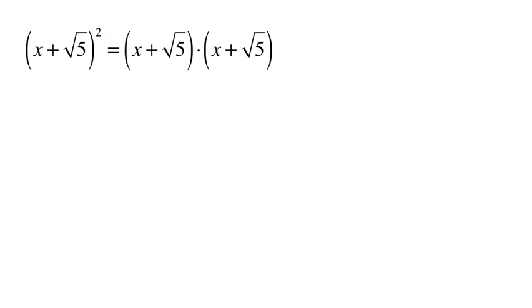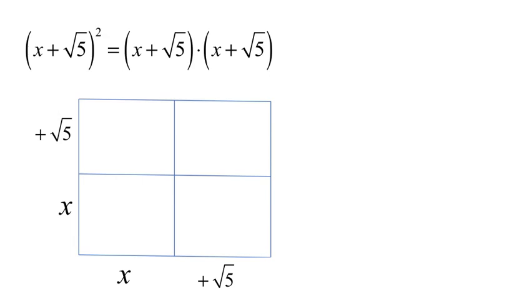I want to use my multiplication box so that I can see the distribution. But again, x times x plus x times root 5 plus root 5 times x plus root 5 times root 5. x times x here is x squared. Root 5 times x is root 5x. Positive root 5 times x, another root 5x. And then root 5 times root 5 is root 25, which of course is just 5. So we've got to add all these together.